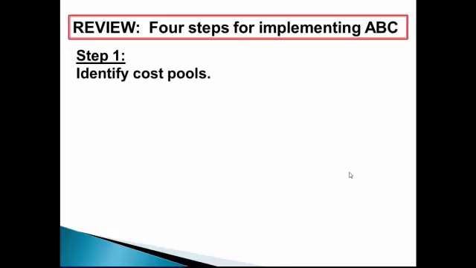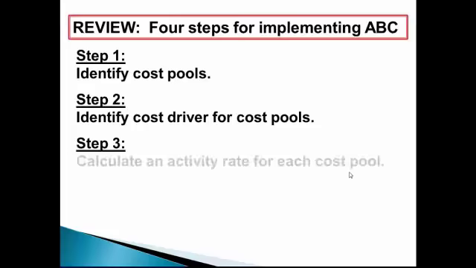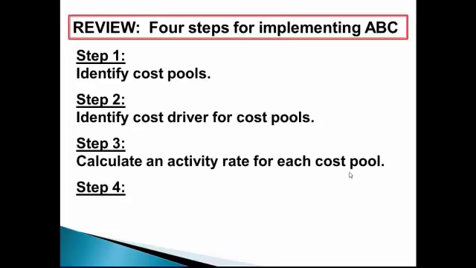First, you identify your cost pools. Second, identify the cost driver for each cost pool. Third, you calculate an activity rate for each of the cost pools. And fourth, you allocate costs to the cost objects. So this works very much like a traditional costing system, but rather than lumping all of the overhead costs together, we will isolate them and try to allocate them based on the activity that actually causes that particular cost to be incurred.